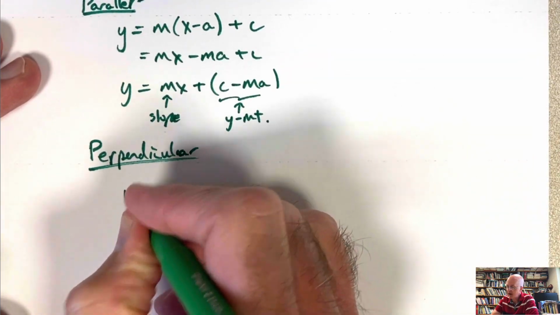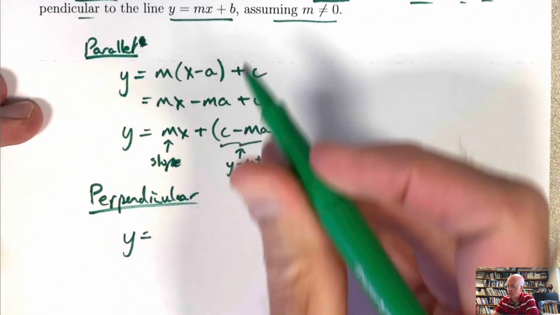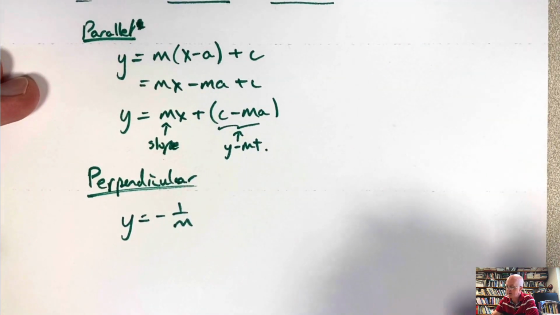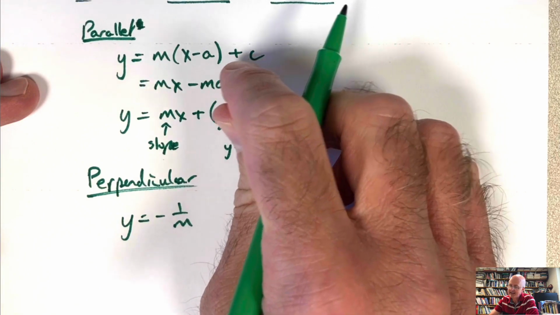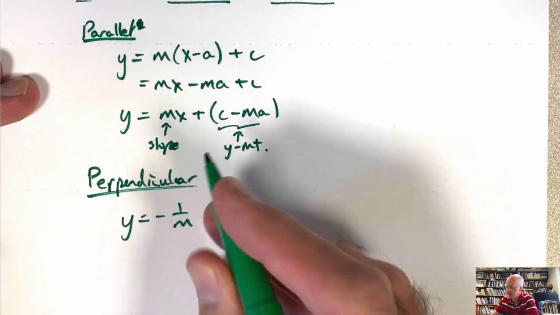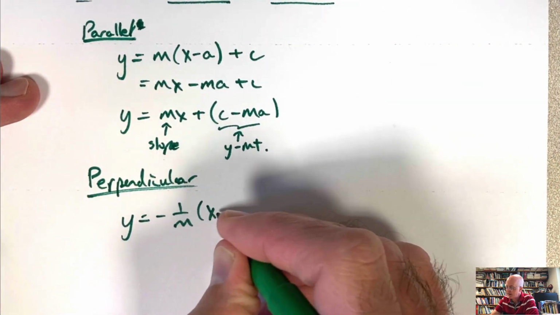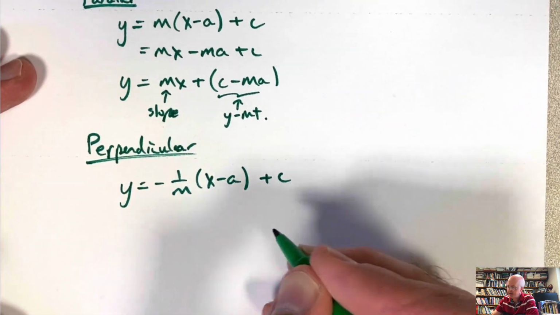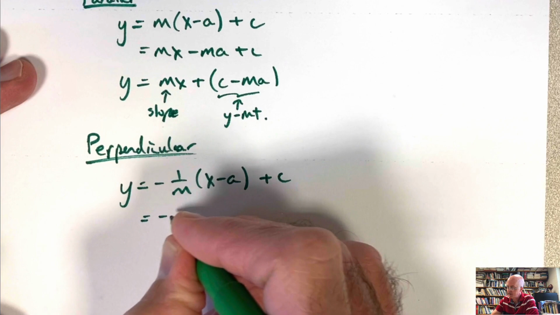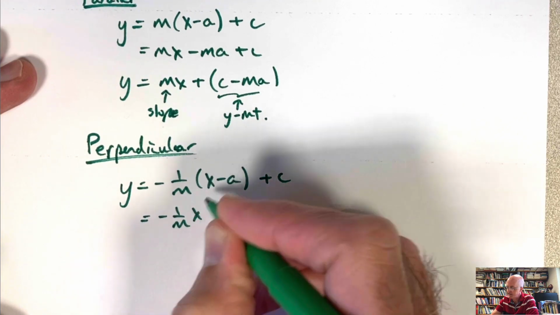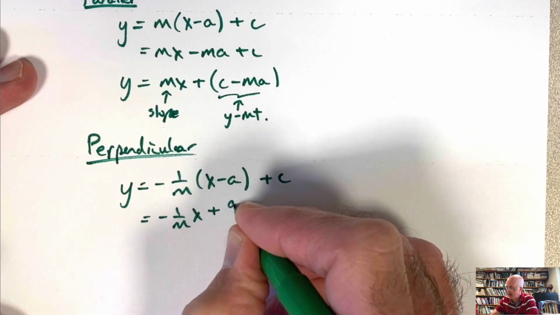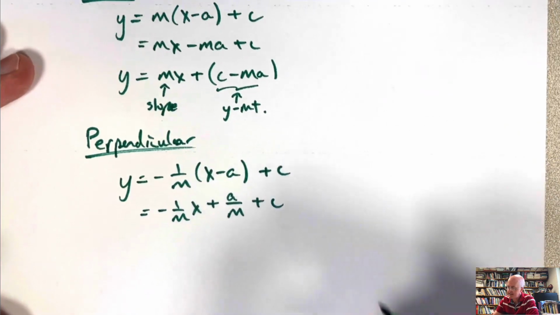So the slope that we're after here is the negative reciprocal of m, which is negative 1 over m. That'll be the slope of the perpendicular line. I wanted to go through the point AC again, so I need to do the same kind of thing here with parentheses, write in x minus a, and then add c. Then to simplify in slope-intercept form, distribute the negative 1 over m through the parentheses here. Negative 1 over m times negative a is positive a over m, then plus c.